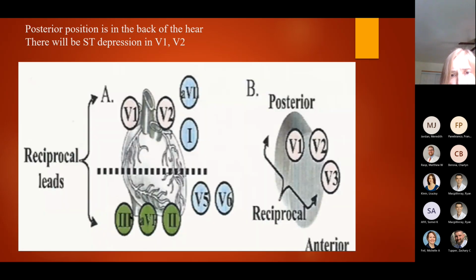So here's another picture. This is with the posterior wall, and you don't see it because it's in the back. You need V7 and V8 leads to look at this, and I'll show you how to do it later. You would see reciprocal changes, depressions in V1, V2, and V3.